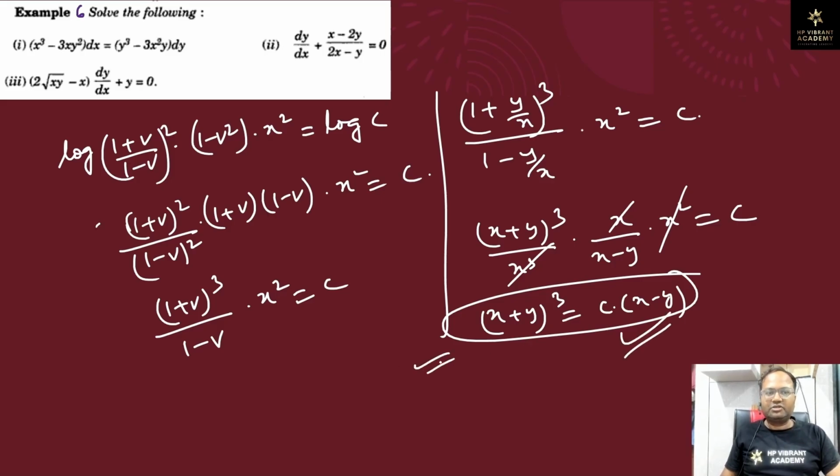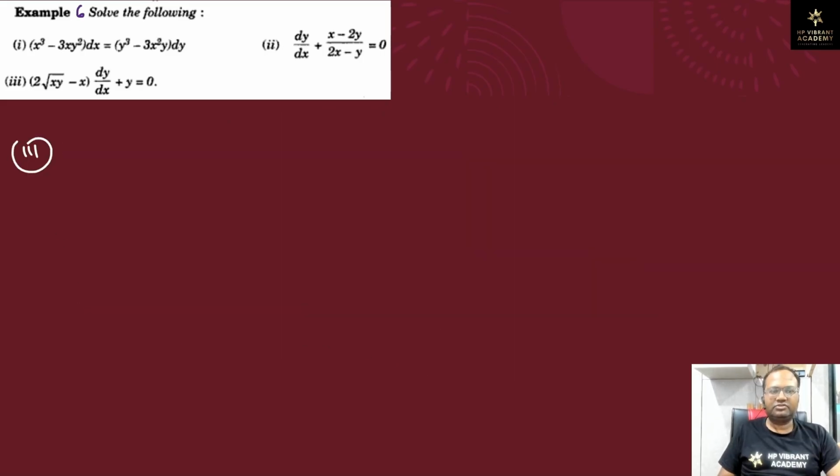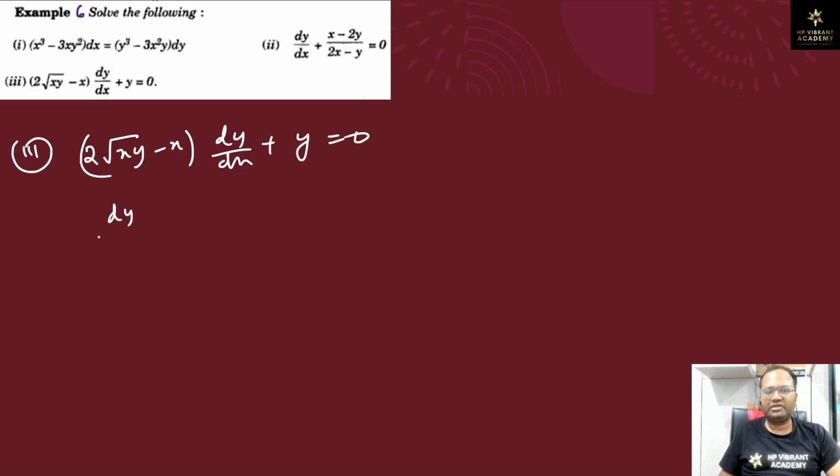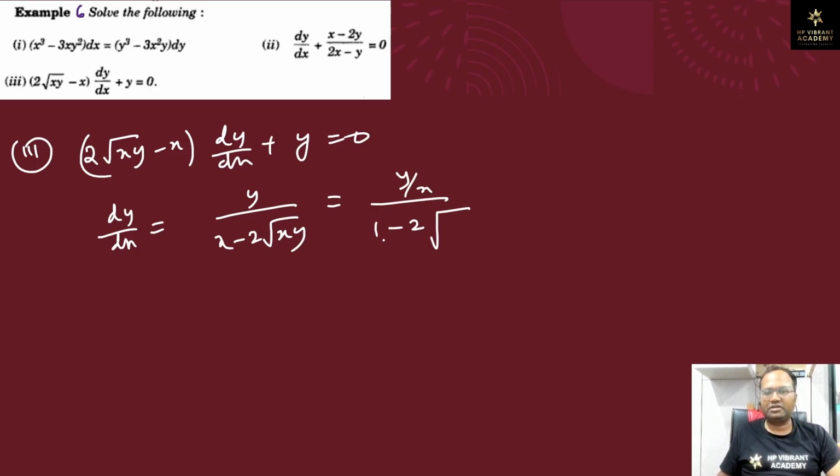Let us discuss the third part. So we have 2 times root under xy minus x dy upon dx plus y is equal to 0. So from here dy upon dx is equal to y upon x minus 2 root under xy. Okay, so let us divide the numerator and denominator with x. So dy upon dx is equal to y upon x upon 1 minus 2 root under y upon x. Okay, so let us take y is equal to vx.